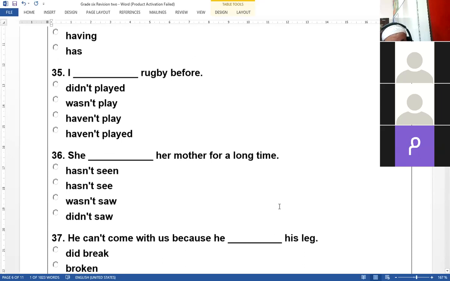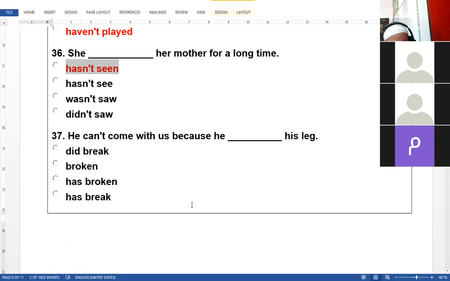Okay, just a minute. Let me choose it to appear in the video. Number 36. She, her mother, for a long time. She hasn't seen. Hasn't seen, not see, right? Yes. Excellent, thank you. The next one. He can't come with us because his leg. Because he has broken. Here we have he, my dear students, so we must use has, and after has, we use the past participle, so has broken, as Tamim said.